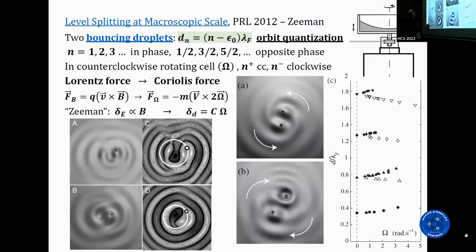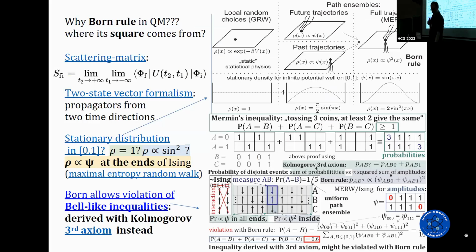Moreover, using this analogy between hydrodynamics and electrodynamics, the Lorentz force becomes the Coriolis force, and indeed, just rotating clockwise or anti-clockwise acts as the Lorentz force, and they get this Zeeman splitting. So there are quantized orbits, and they get Zeeman splitting using the Coriolis force as the Lorentz force. Yeah, so this analogy with hydrodynamics is quite deep. So, a few examples.